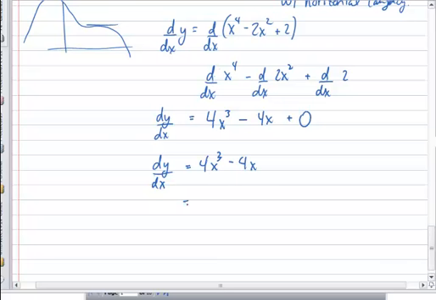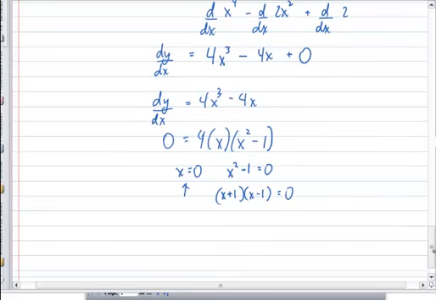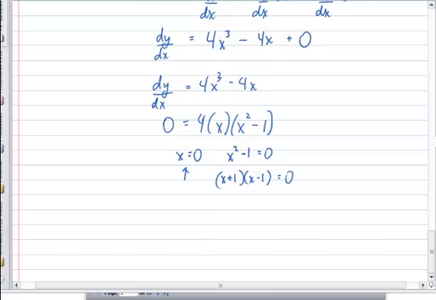So I'm going to set that equal to 0, factor out a 4 and an x, and I have x squared minus 1, and I could set each term equal to 0. So I have x is equal to 0 and x squared minus 1 is equal to 0. I would say I have one location and I need to factor this one. So I have x plus 1, x minus 1, and I have 3 locations where I have horizontal tangency.